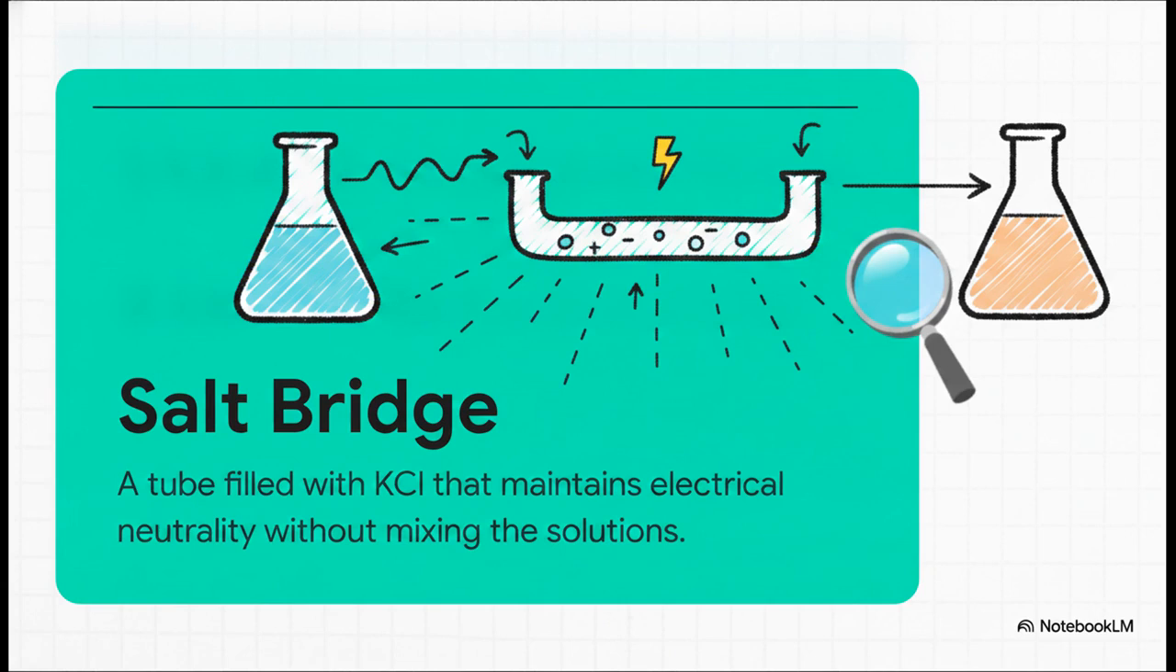There's a catch, though. To prevent charge buildup from just dead stopping the flow, we have to drop in a salt bridge, typically a U-shaped tube filled with potassium chloride or ammonium. Think of it as the ultimate chemical peacekeeper. It magically maintains electrical neutrality without letting the warring liquid factions physically mix, which perfectly completes our Daniell-Cell circuit.